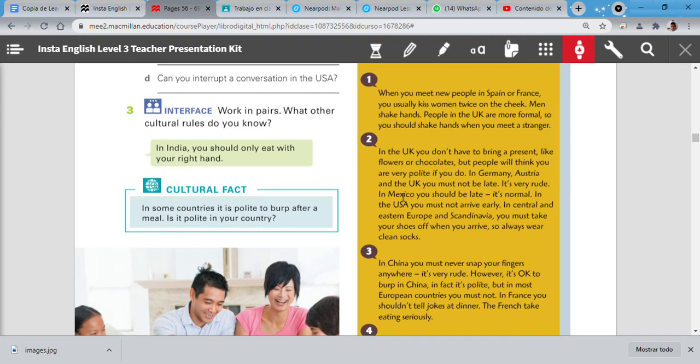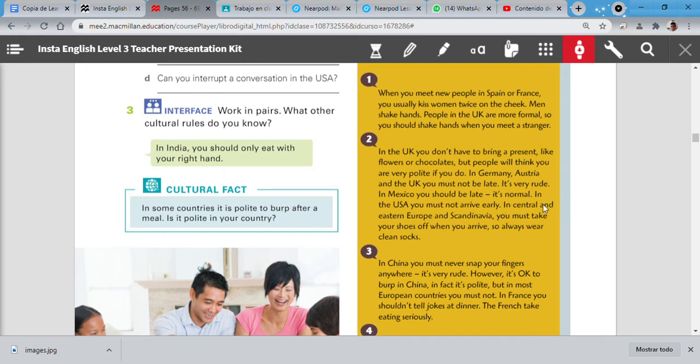In Mexico, you should be late. It's like in Peru also. You should be late. But for the teacher, Mr. Lucero respects the time. 8 o'clock, it's 8 o'clock. In Mexico, you should be late. It's normal. In the USA, you must not arrive early. So in the case of the United States, you arrive on time. If you arrive early, it's not okay.